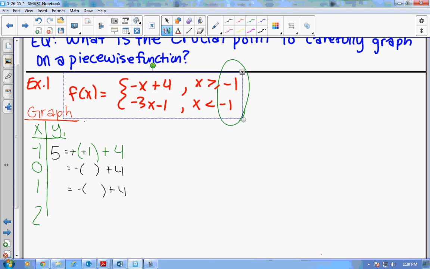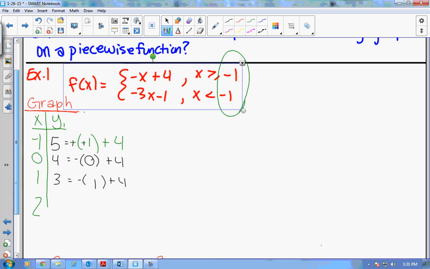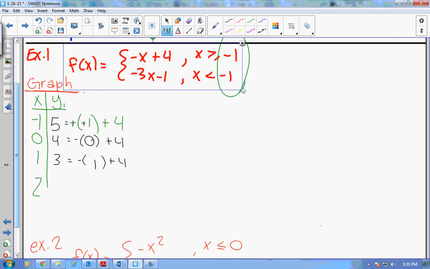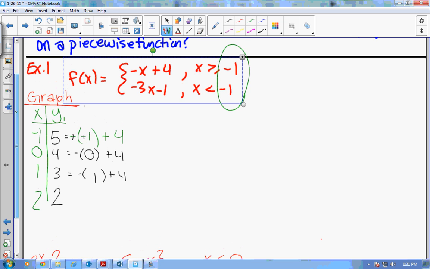All right, fingers in the air. When we plug in 0, what's our y value? 4. When we plug in 1, what's the y value? 3. Now, how come I don't have to do work for the last one, but I should know what it is? There's a pattern. It's linear, so they have a constant slope. 5, 4, 3, 2. Okay, and then we'll continue, right?